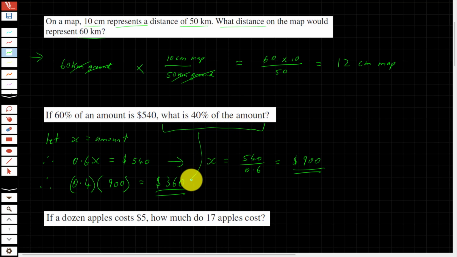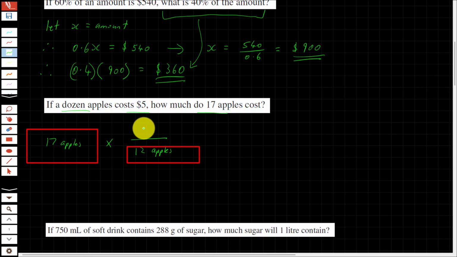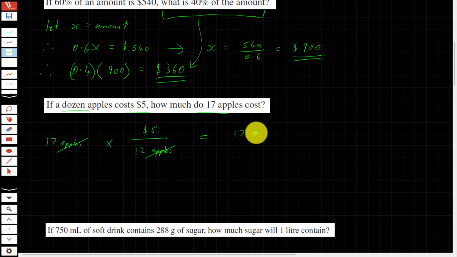In the next problem, we have a dozen apples which cost $5. That is the rate, and we need to know how much 17 apples will cost. So the rate, once again, will be a fraction. We need to put the apples on the bottom because we want to know the cost, not the apples. So the apples need to cancel out of the equation, and we're left with the dollars. So multiply the 17 by 5, divide it by 12, and we'll get the answer in dollars. So 17 apples cost $7.08 approximately.